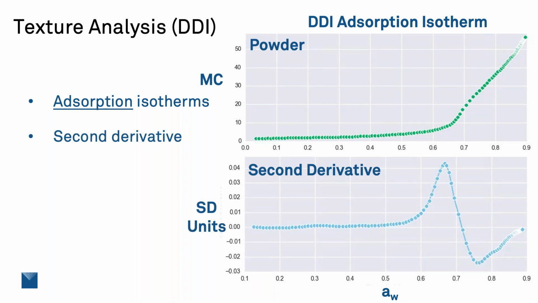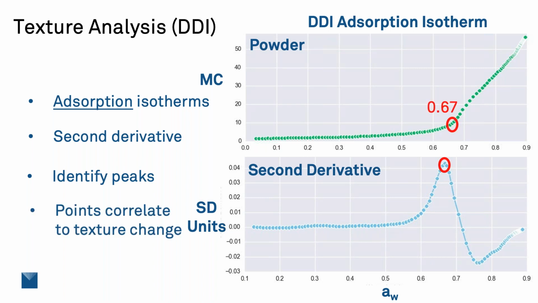Now, if we take this isotherm and we look at the second derivative, it is basically an analysis of the rate of change of the slope of that curve. And what the second derivative allows us to do is identify peaks on that curve, and these peaks correlate to the water activity where the moisture content is changing the fastest. So if we were to click on that peak or highlight that peak, we can see that it's at 0.67 water activity. So this means for this product, this isotherm was done at 25 degrees Celsius. So at 0.67 water activity or 67% relative humidity, this would be the glass transition point for this powder.